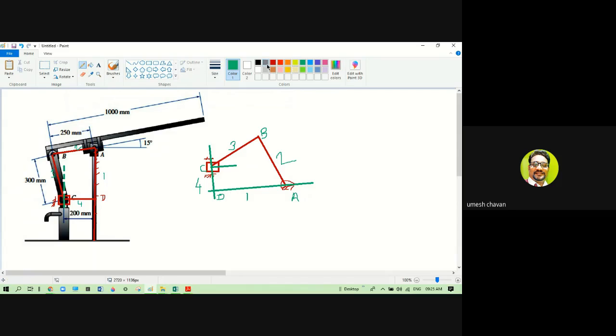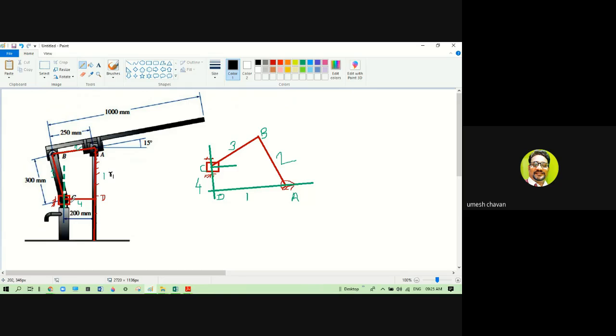Now right here, the dimension of this is R1. When the slider changes its location, this distance is going to change, because the location of D is with respect to the C point. As C changes the position, D is also going to change the location. So we are assuming R1 is a variable, and the change in R1 with respect to time is the velocity of this link.